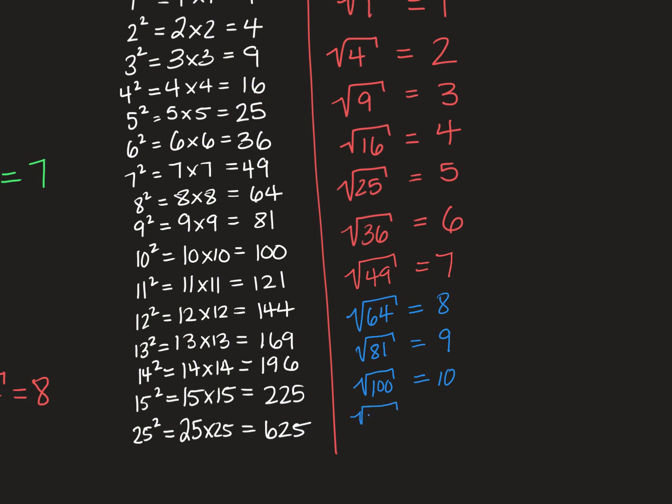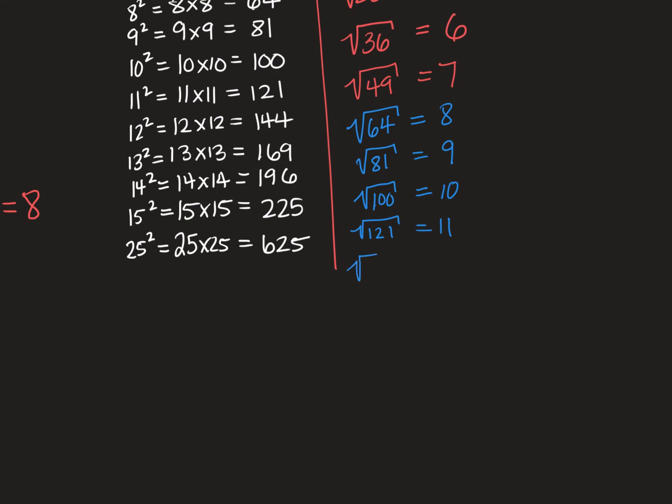What's the square root of 121? Square root of 121 is 11. What's the square root of 144? 12. Square root of 169, 13. 196, 14. Square root of 225, 15. Square root of 625, 25.